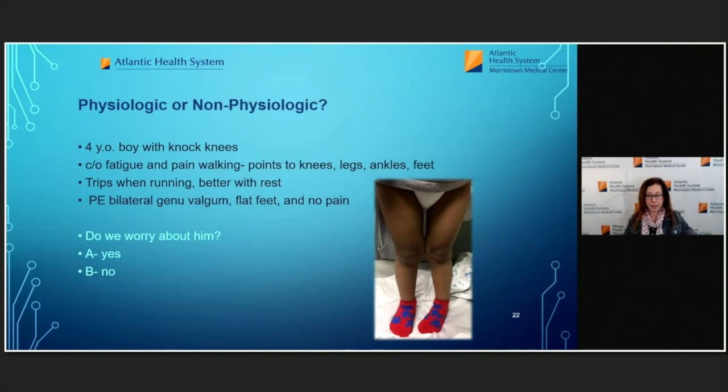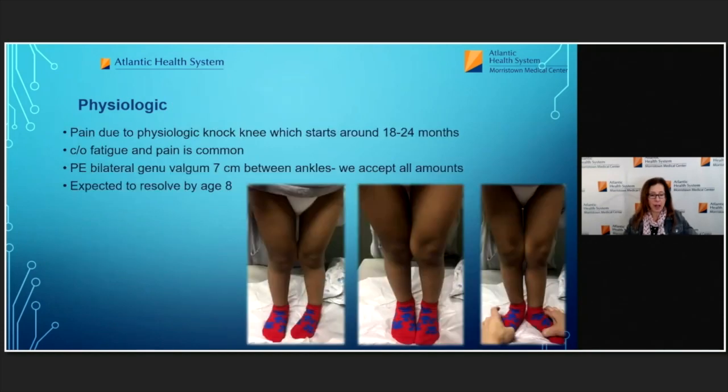And the answer is going to be no. This is a patient who's having pain due to physiologic knock knee, which starts at about 18 to 24 months of age. They do complain of fatigue and pain, but there's not much you're going to do about it. You're going to wait this one out. This patient's got 7 centimeters between his ankles, which is not a big deal. Even if he has more than 7 centimeters, we would accept it. And we expect resolution by the age of 8.